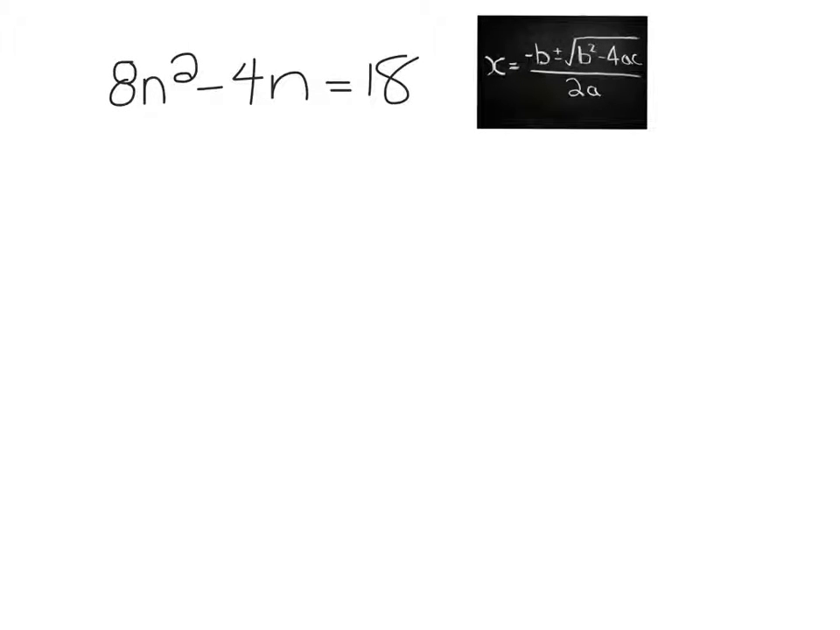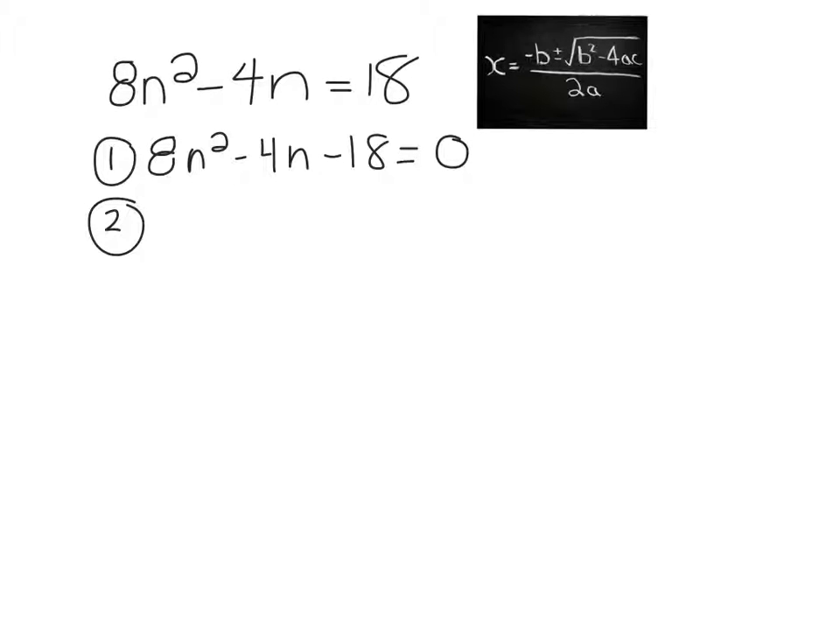The first step to solving this quadratic equation using the quadratic formula is to rewrite the equation in the general form. So we have 8n squared minus 4n minus 18 is equal to 0. So our next step is to plug in the values into our quadratic formula, which is right up here. We're going to find out what the values are. A is 8, B is -4, and C is -18.